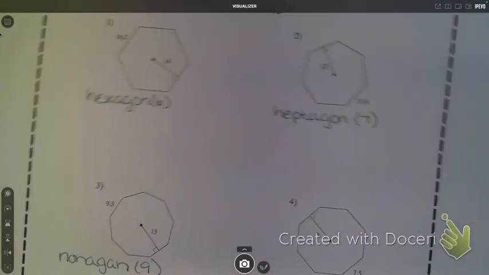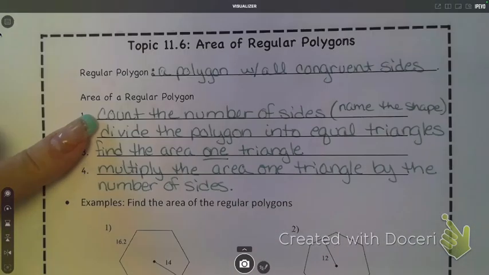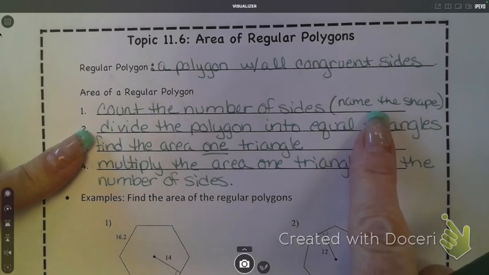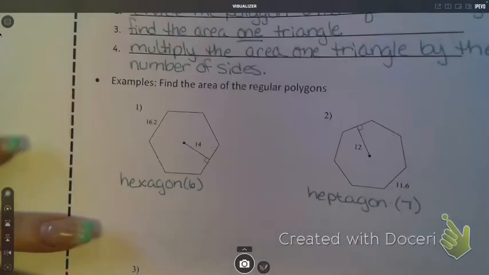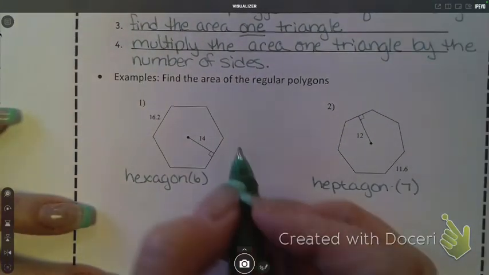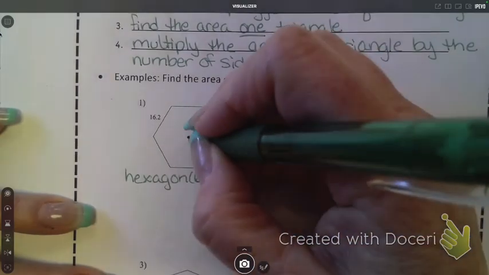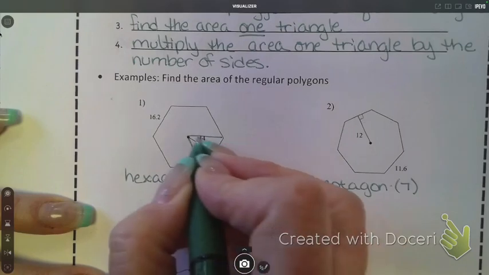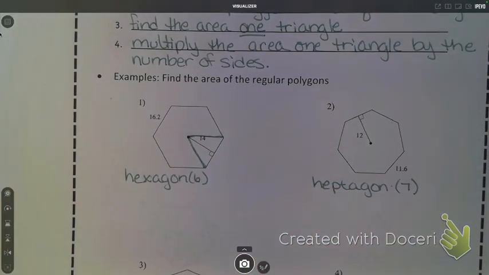Okay, what does it say? Find the area of. Count the number of sides. Okay, did we count the number of sides? Did we name the shape? Okay, so we're dividing it into that many equal triangles. We're only going to do it on one of them. But you divide it at this right here, and this is called the apothem. You're never going to remember that word. We're not going to find it. I'm going to give it to you. It's basically the height of one triangle. Do you see that?